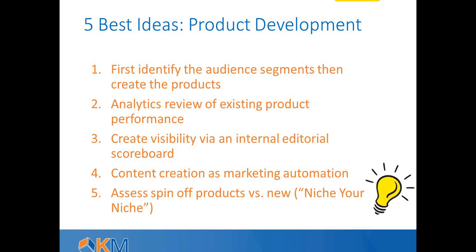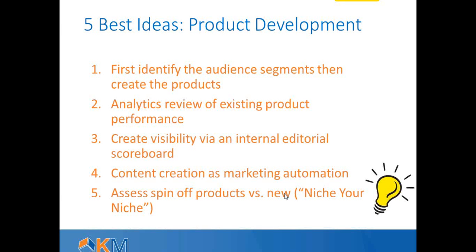Number 2 is an analytics review of existing product performance. No more should people be relying on, I think this did well, I hope this did well, I believe this did well. You should be looking at content topics from a data perspective that perform well. Number 3 is visibility for an internal scorecard. So, when you have all this data on opens and clicks and topics and reader engagement, are you publishing it to editorial? Are they seeing the information? Is it visible? You want to create products, you need to make your data visible.